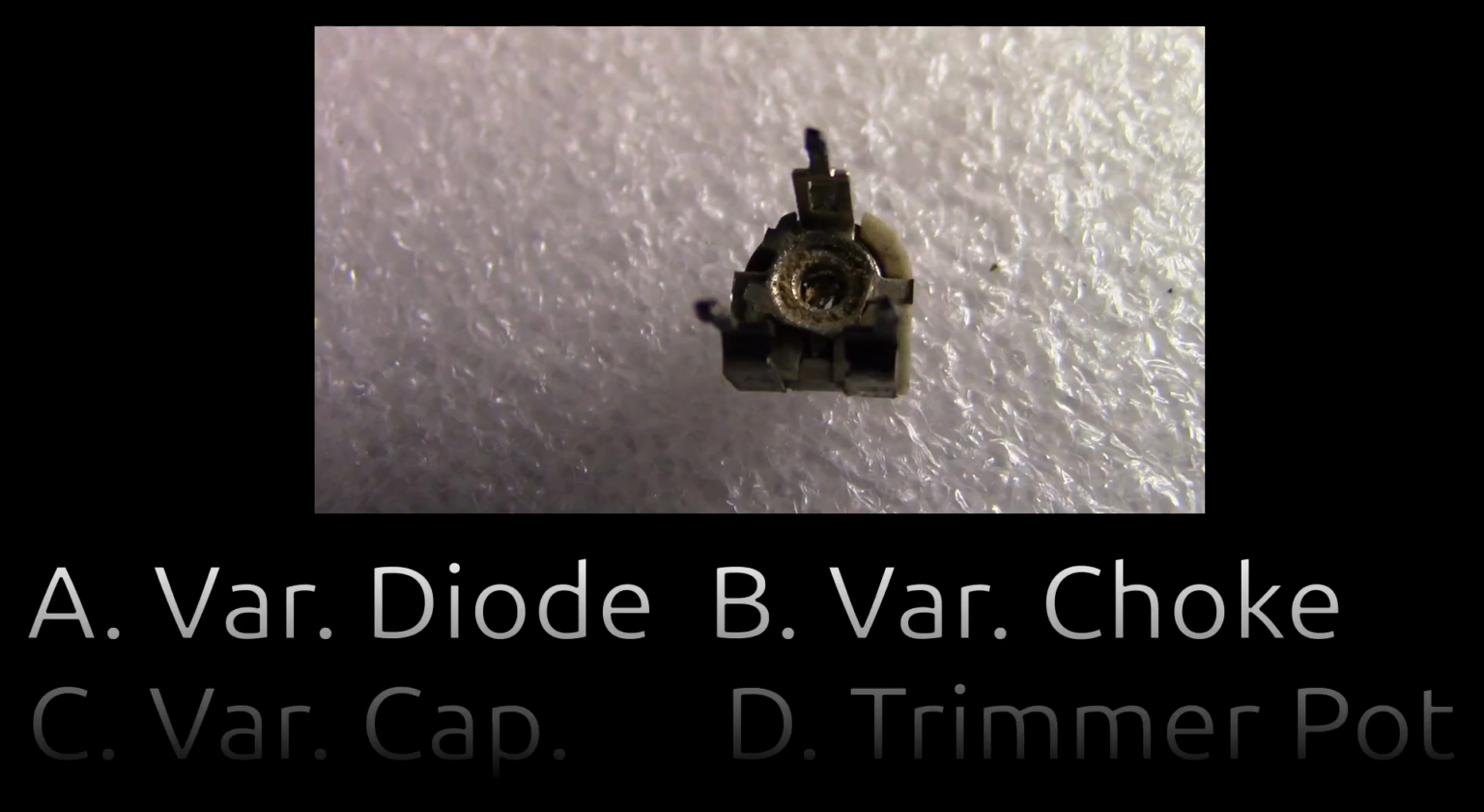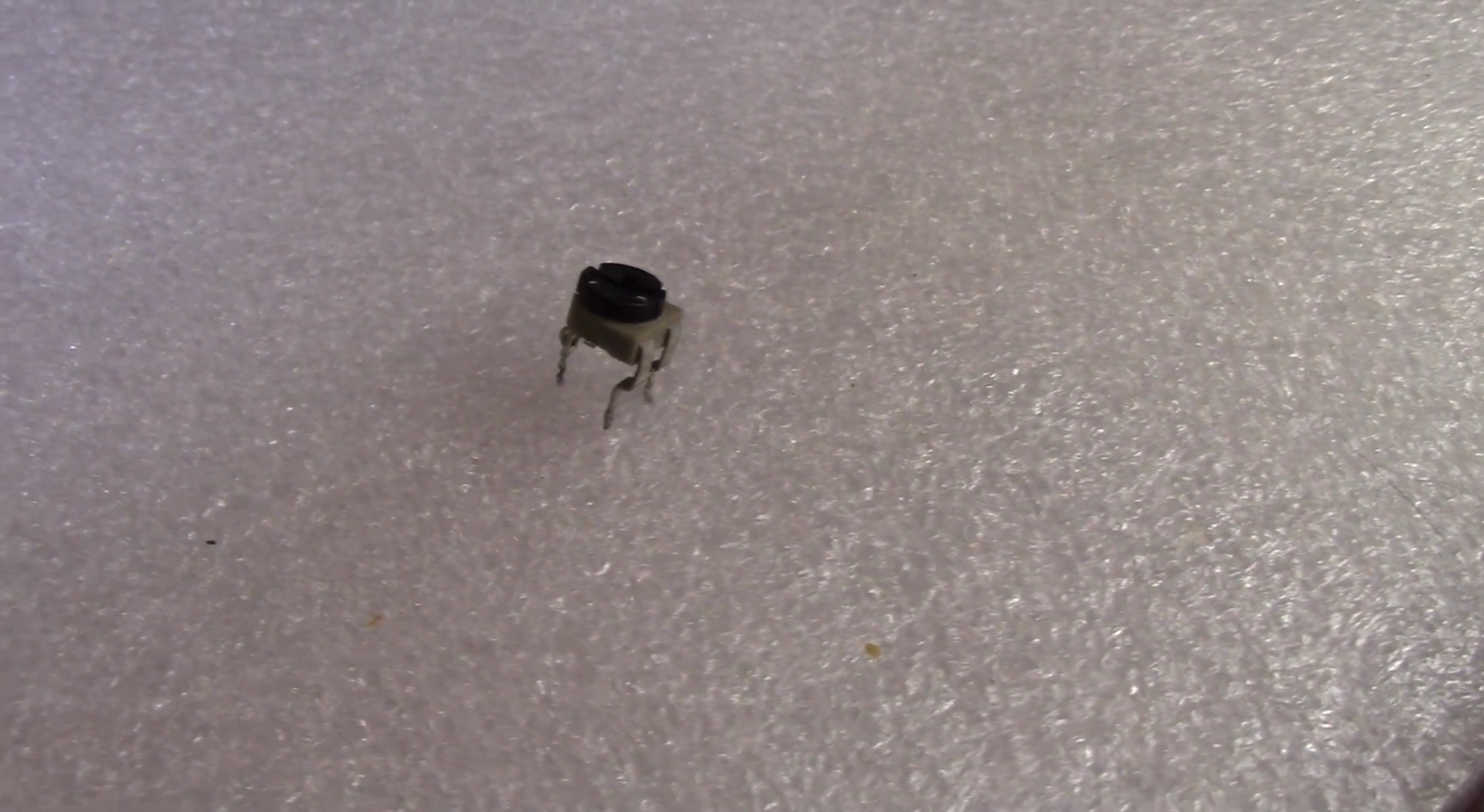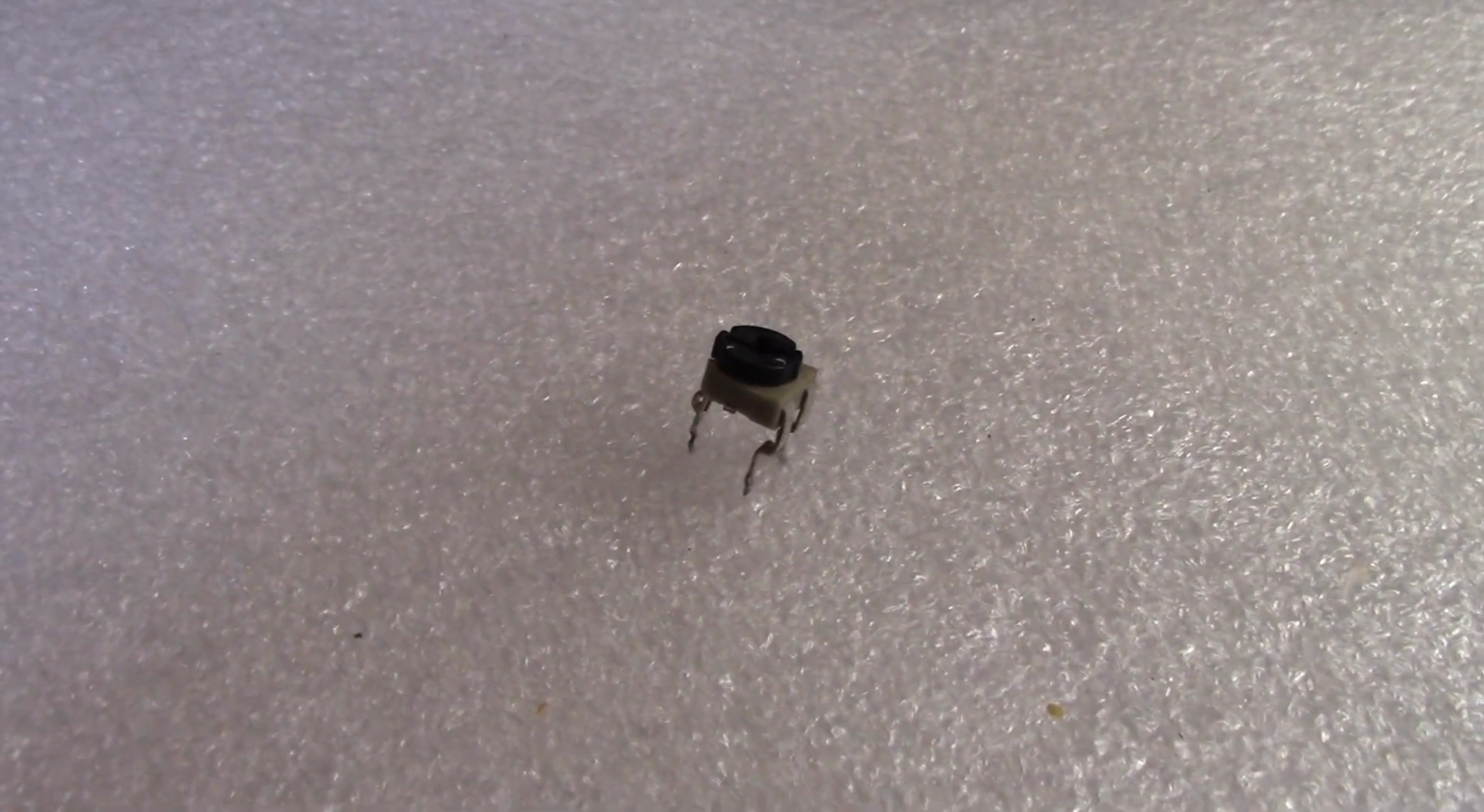Question 7. Is this A, a variable diode, B, a variable choke, C, a variable capacitor, or D, a trimmer pot? Perhaps the word variable was being focused on. This was in fact a trimmer pot.